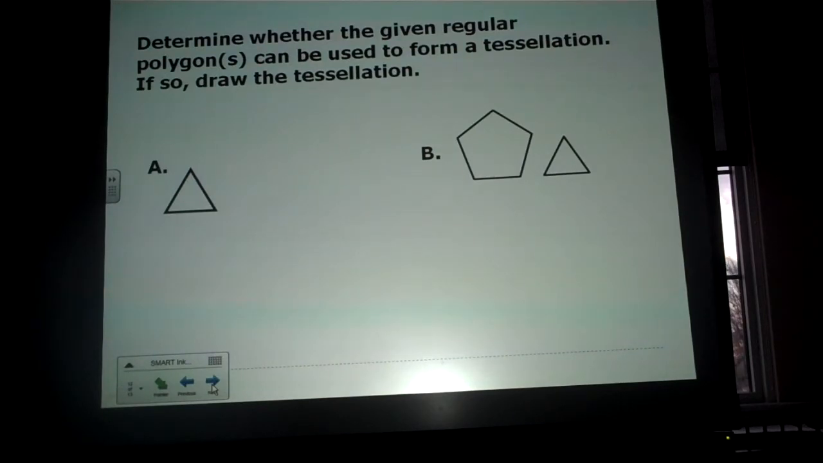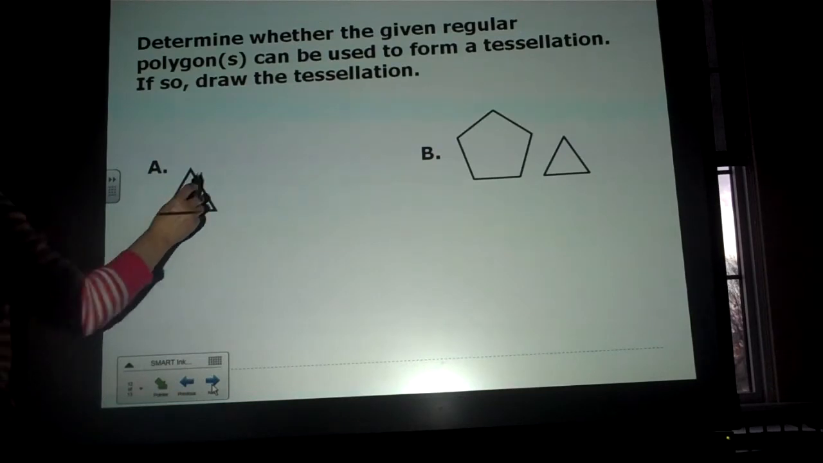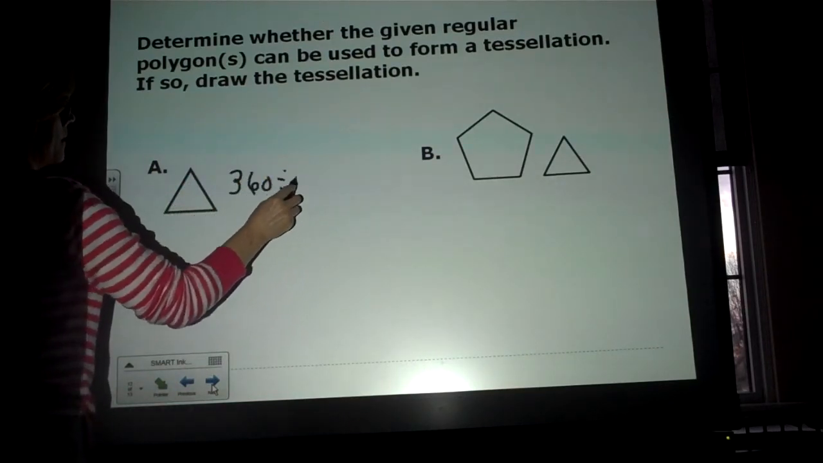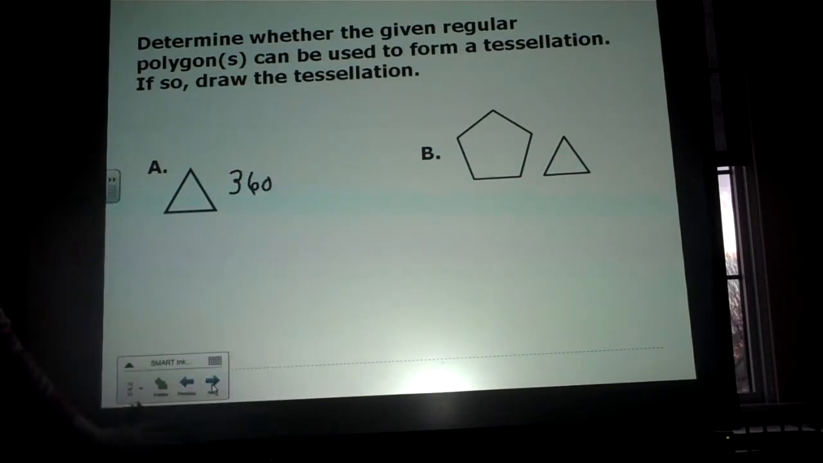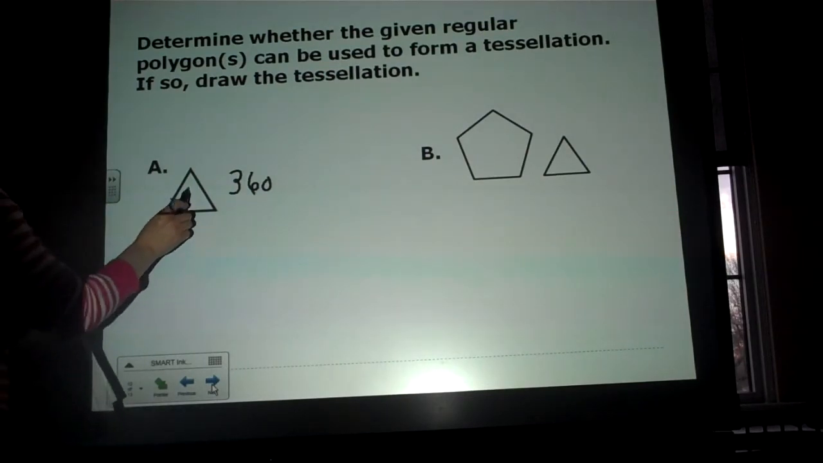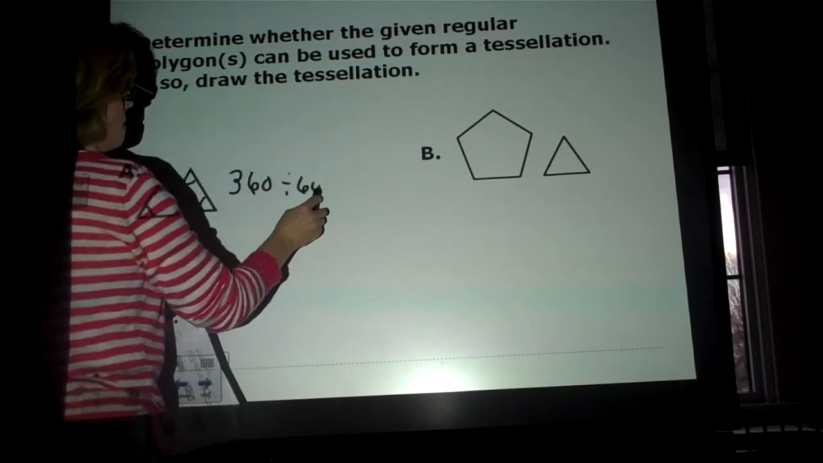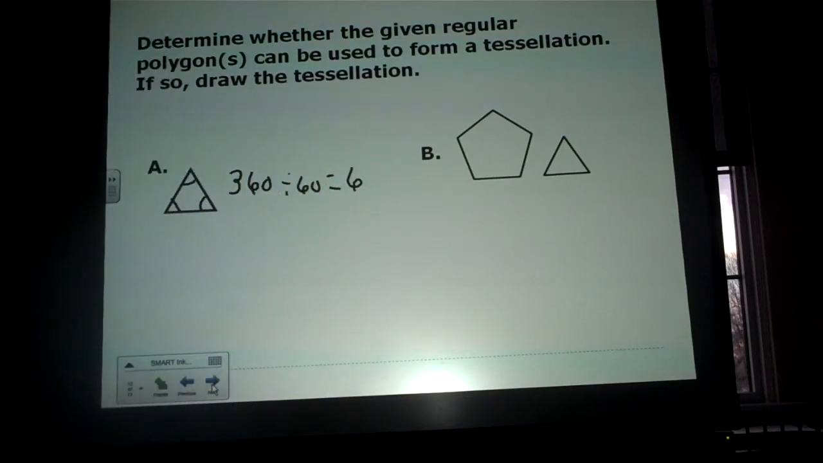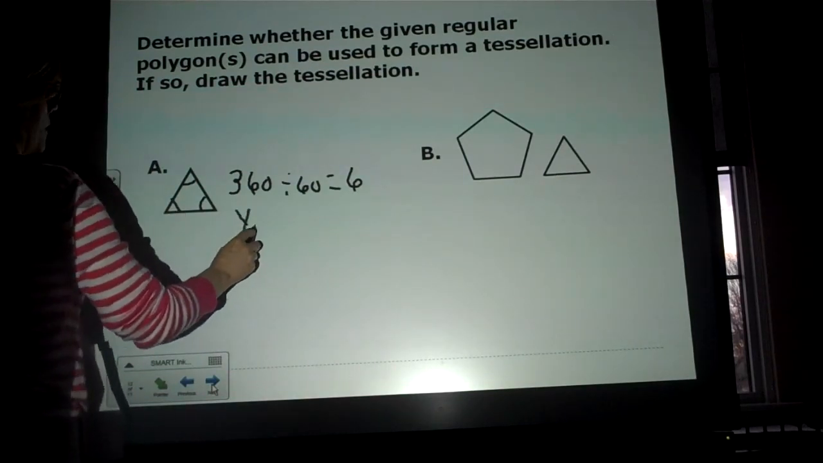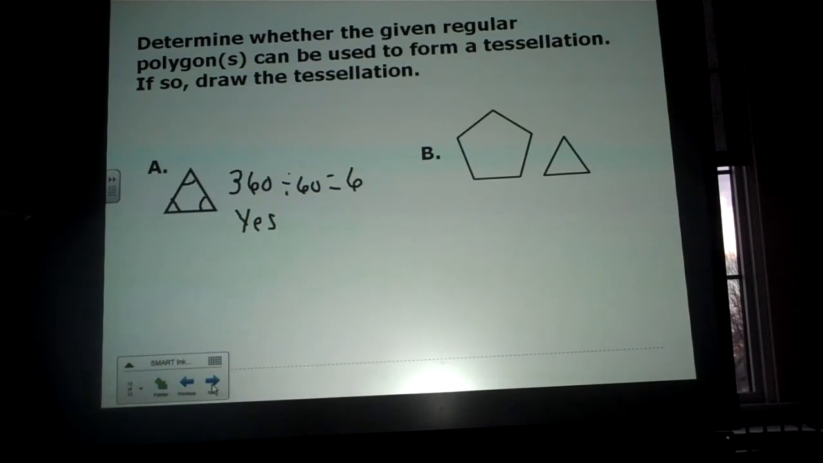All right, we are not going to draw the tessellation because y'all are going to do something like that in class. Okay, so we have a regular polygon here. Okay, so you could rotate it. You could take the measures of the angles. Okay, so the measure of each angle here, if it's regular, is 60 degrees. And I get 6. So this is yes. All right, what about B over there?